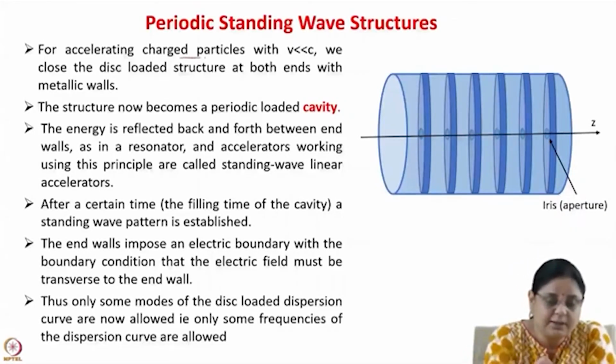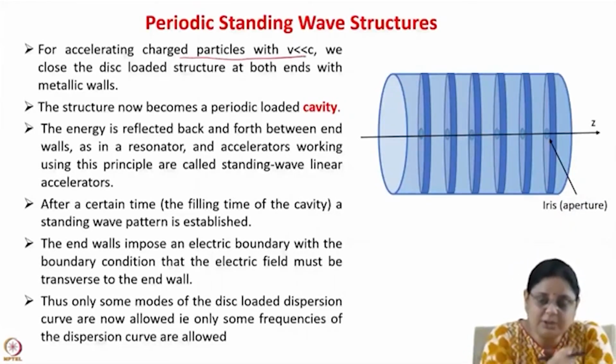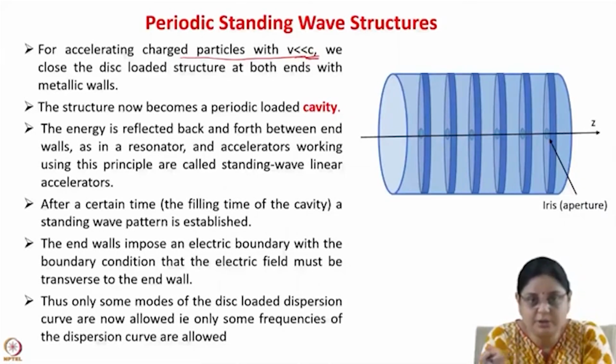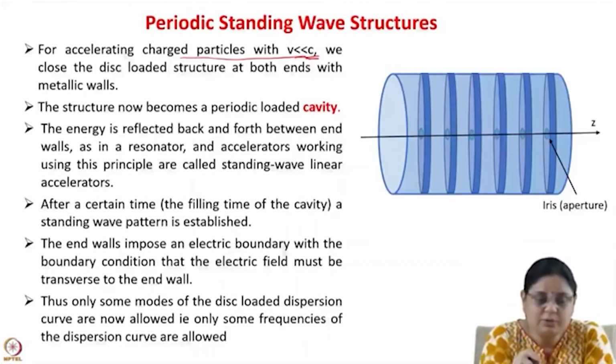So for accelerating charged particles with v much less than the velocity of light, you will have to reduce the phase velocity. If you use a traveling wave structure, you'll have to reduce the phase velocity to a very small value. So the value of n will be very large. So you can use what is known as periodic standing wave structures.